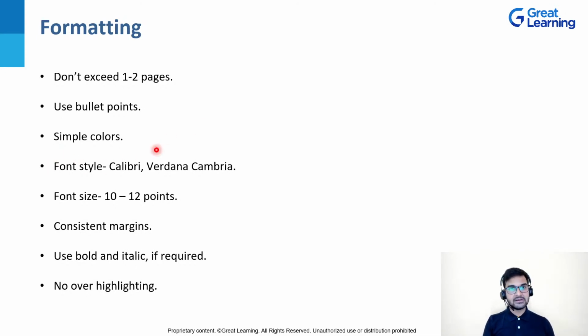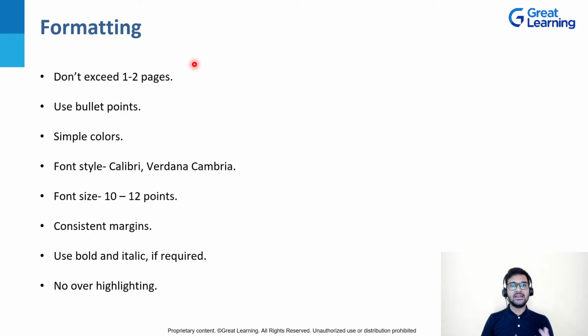And then simple colors. Do not use colors which are not clearly visible on white paper. If you use yellow color on white, that will not be clearly visible, especially if it's in PDF form. So make sure you use colors which are in a good format. For example, blue and white is a good combination. Sorry, blue, white, and black.